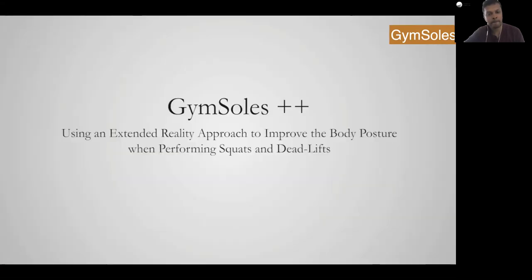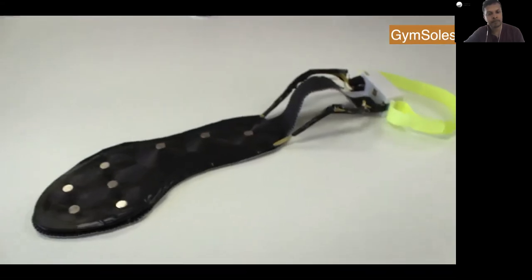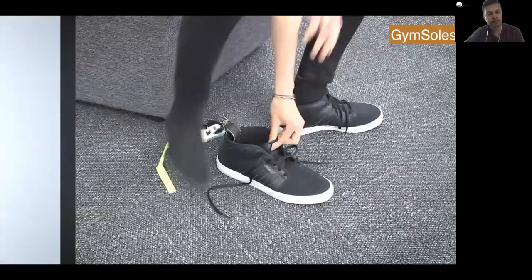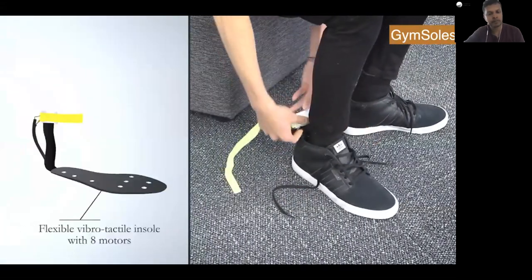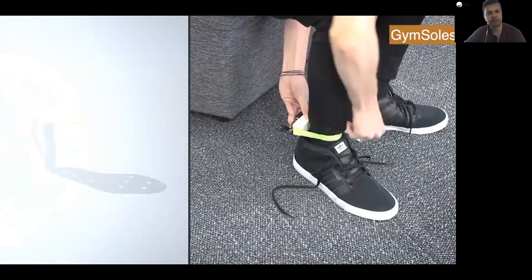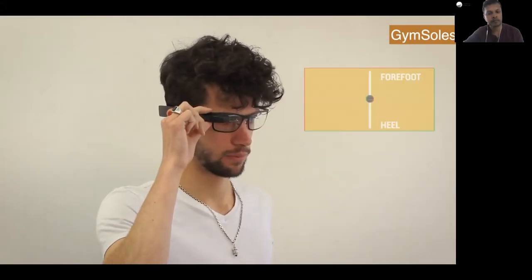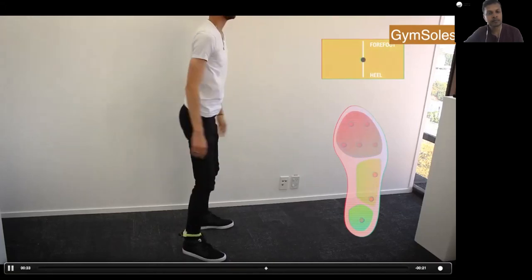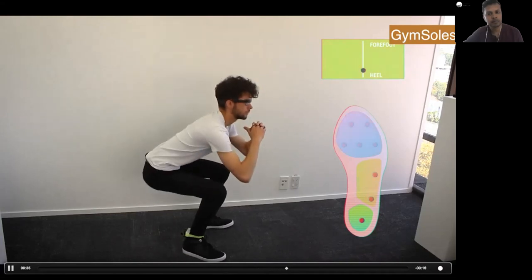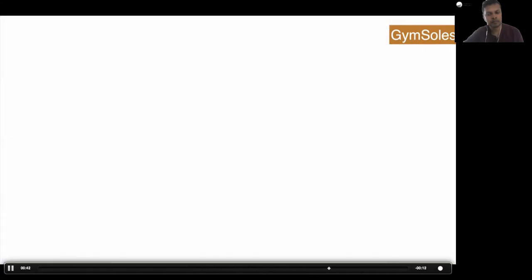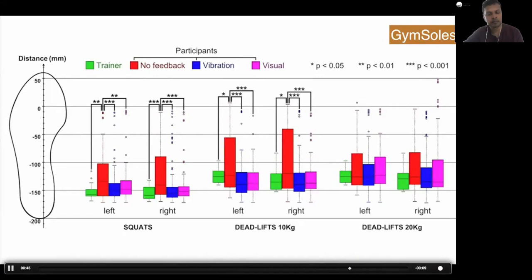We present GymSoles Plus, an extended reality approach to improve the body posture when performing squats and deadlifts. We develop a flexible wearable insole with 8 vibrotactile motors that provides haptic feedback on the center of pressure of the body. Additionally, we developed a visual feedback system by using Google Glasses. It has shown that translating hidden information on the center of pressure back into reality can assist users in maintaining a correct body posture when performing squats and deadlifts.